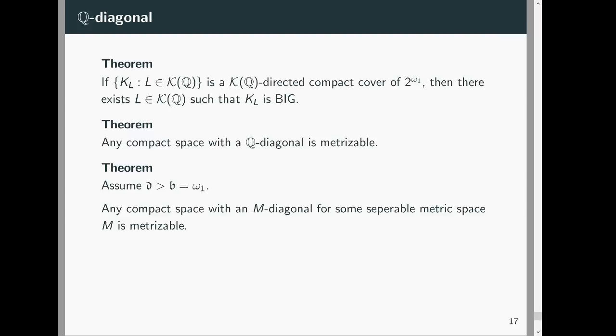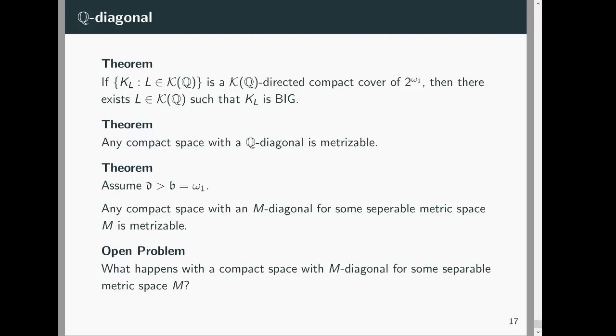So now the problem left is what happens under other assumptions, either D equal to omega 1 or B greater than omega 1. So I don't know the answer to what happens under those two assumptions. Any suggestion or any comments will be appreciated. Thank you very much.